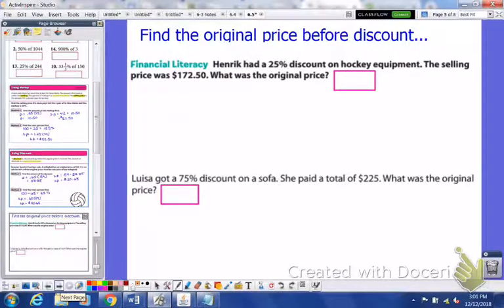So now, if we have an original price before the discount, Henrik had a 25% discount on hockey equipment. The selling price was $172.50. What was his original price?